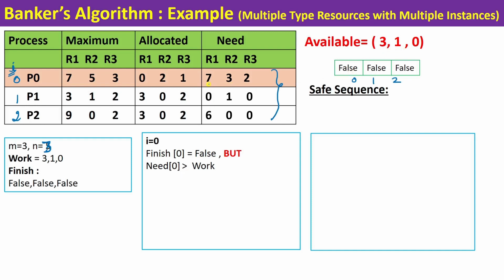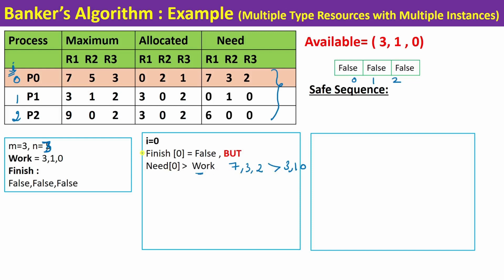Here you can see this 732 is actually not less than or equal to 310. It is greater than your available. How? 732 is the need and available is 310. 7 is greater than 3, right? And 3 is also greater than 1, and 2 is also greater than 0. So it is greater than your 310 that is available. You can say available or work; initially work and available are the same. So we'll go with work. Your need is greater than work.